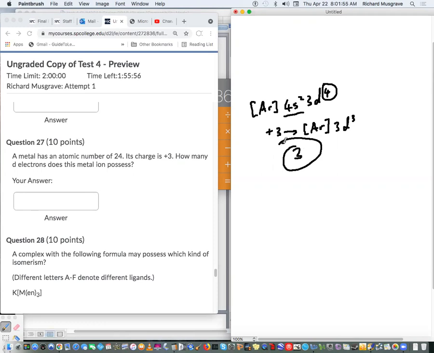All right, does anybody have any questions about number 27? Okay, any questions about number 27? Okay, 5, 4, 3, 2, 1. All right.